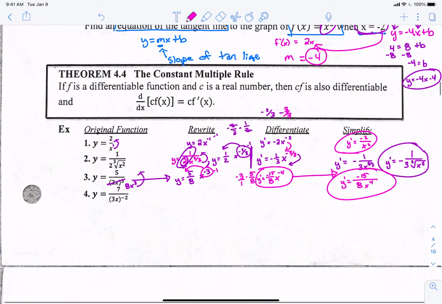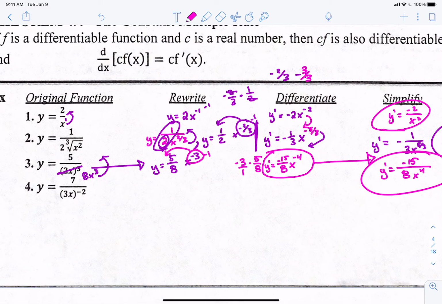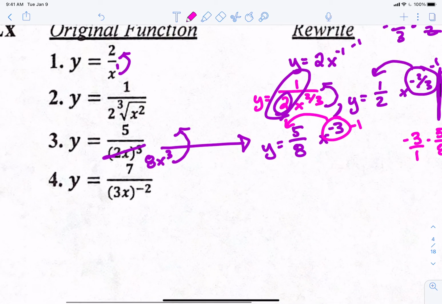All right, last one. This one's actually pretty easy. The exponent's already negative. Flip it. So let's flip it now. Let's bump him to the top.